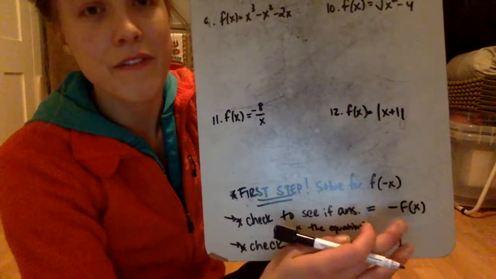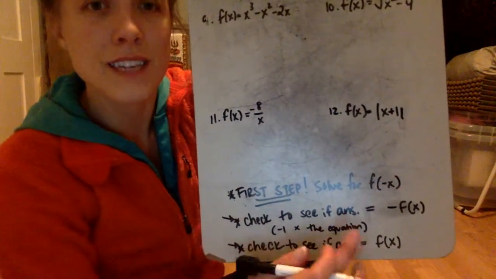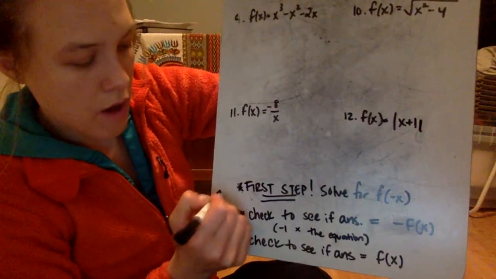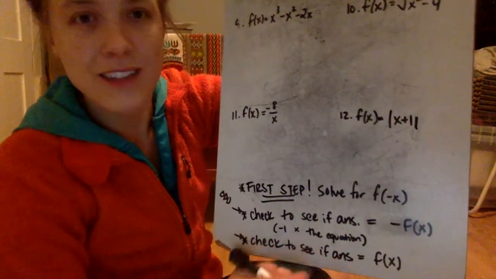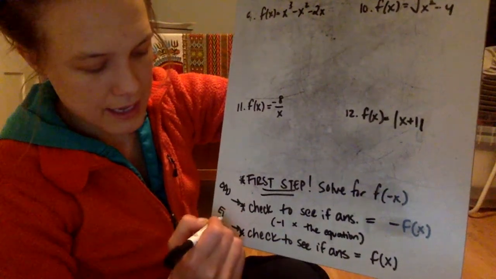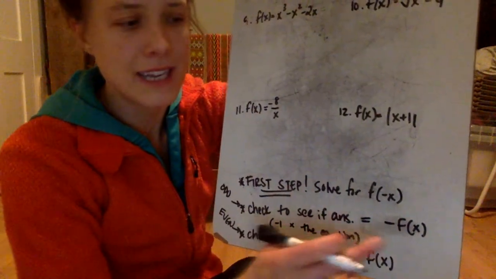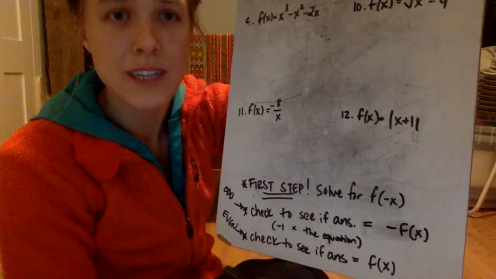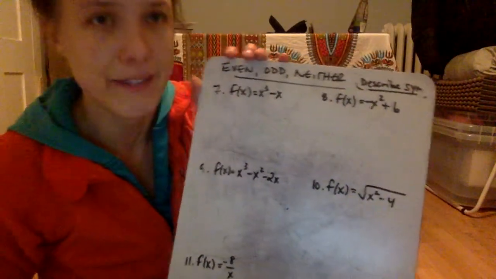So let's solve for f of negative x first, and then check to see if the answer is equal to negative f of x. If it is, then that's odd, or symmetrical with respect to the origin. And if the answer is equal to the original f of x, then we know that that's even. So first step is to solve for f of negative x and then see, is that equal to what we get when we multiply negative 1 times the original equation, or is it equal to the original equation itself? So let's see.